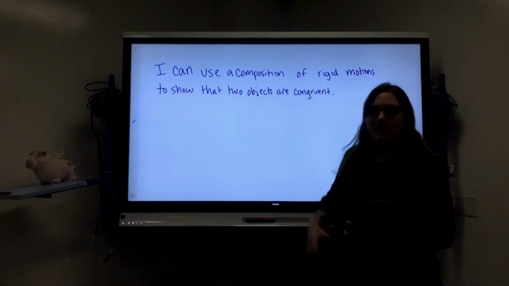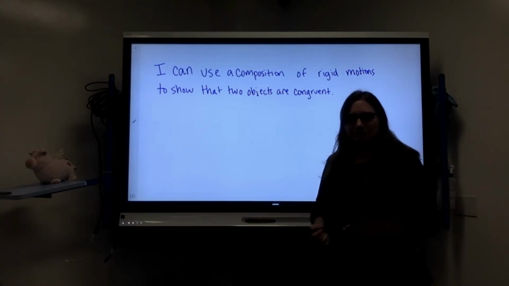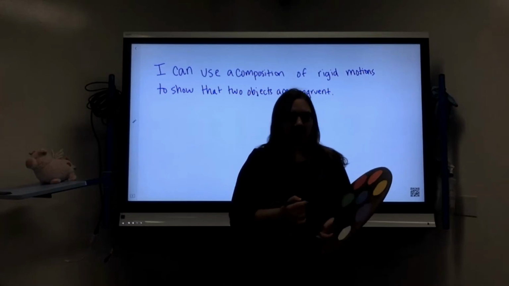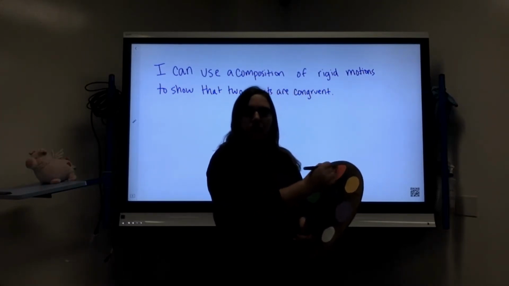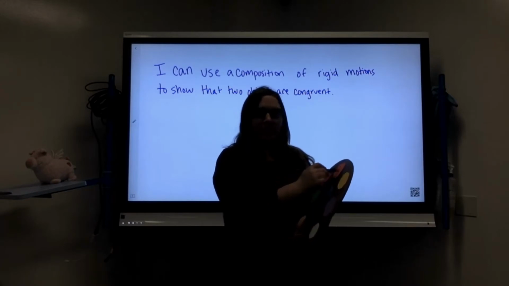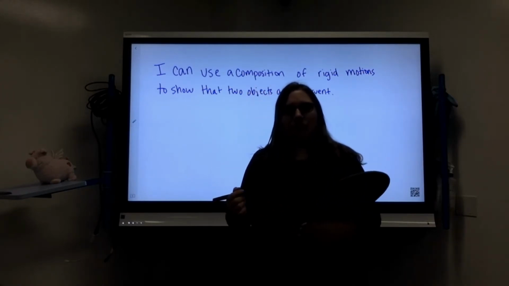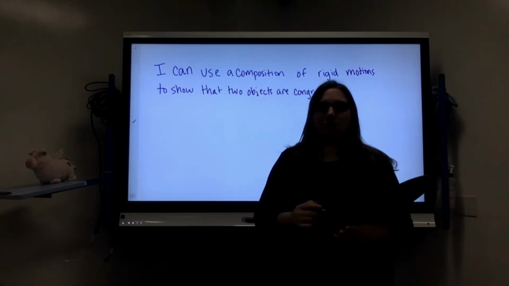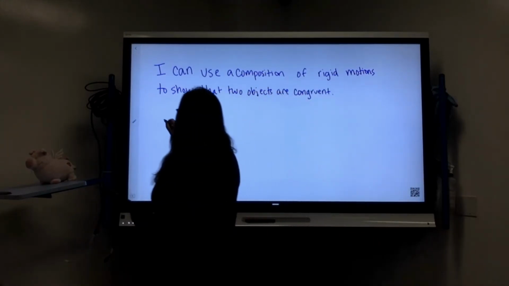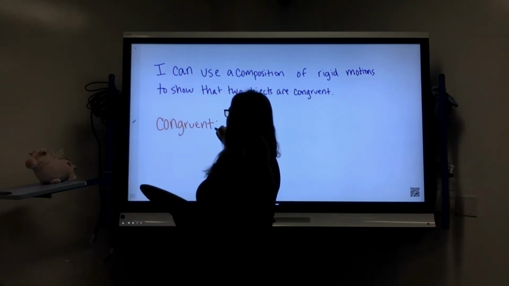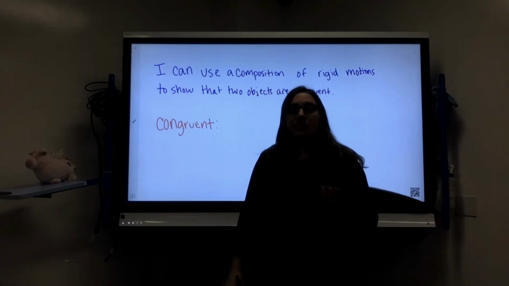So this is our I can statement. Now I think I'm going to switch it up. I think I'm going to use some Fibonacci orange next. And now that I have that Fibonacci orange, I'm going to define what congruent means, just like the book. Okay, so congruent, you are going to want to write this down because your assignment is going to use this definition a lot.